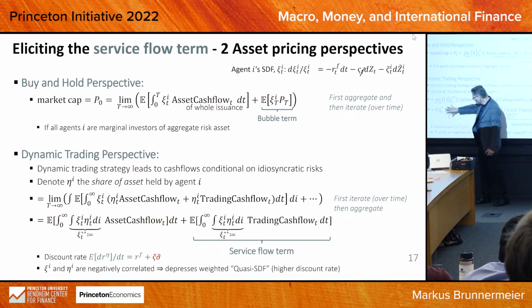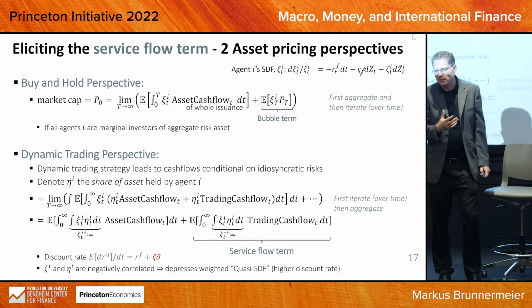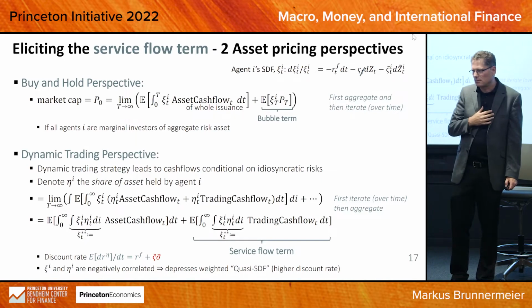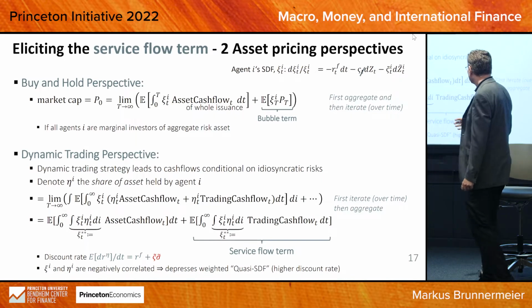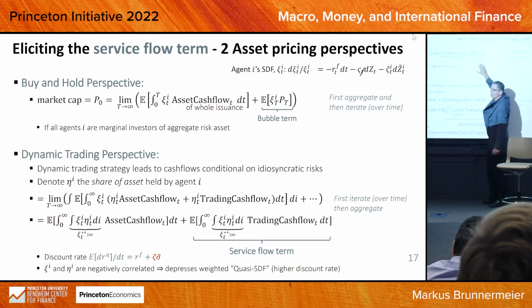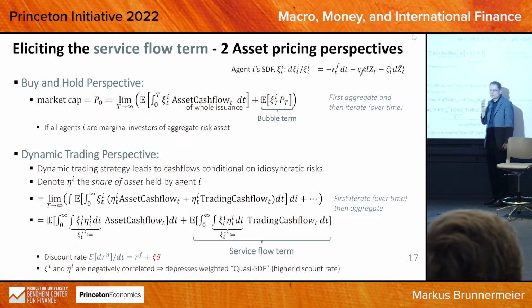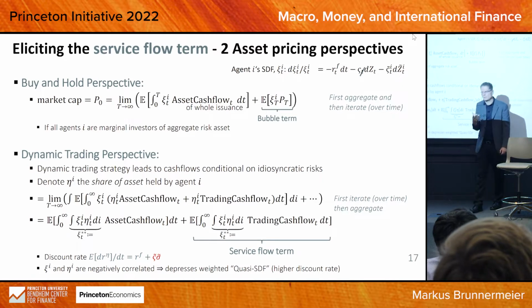You can think of this thing also as the discount factor, or stochastic discount factor, of the representative agent. And suddenly there is no bubble term anymore, which is this infinity thing. This is a finite thing, and it's tightly linked to this retrading. That's the idea from the safe asset thing.